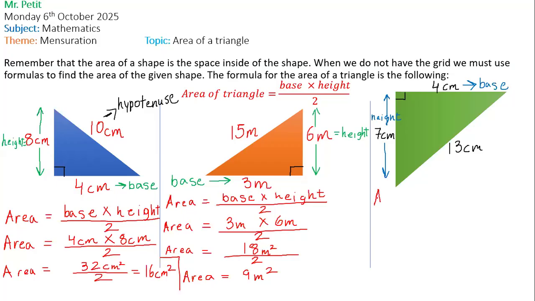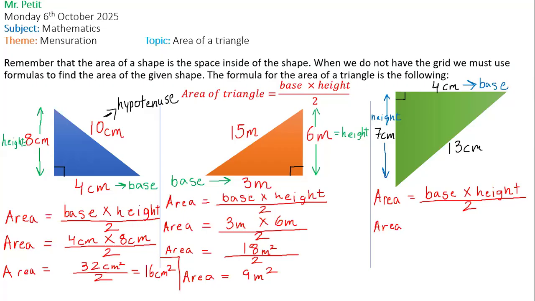What's the formula for the area of a triangle? Base times height divided by 2. Very good. So the area of the triangle is base times height divided by what, Joel? Divided by 2. Very good. So base times height divided by 2. We already know what the base is, we already know what the height is, so all we have to do is substitute.